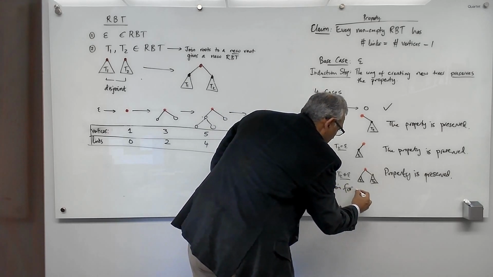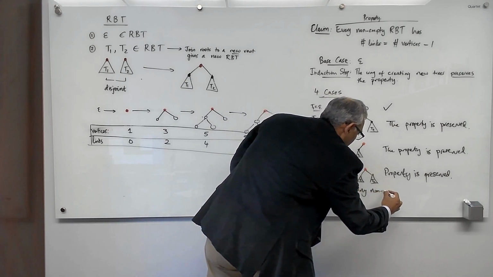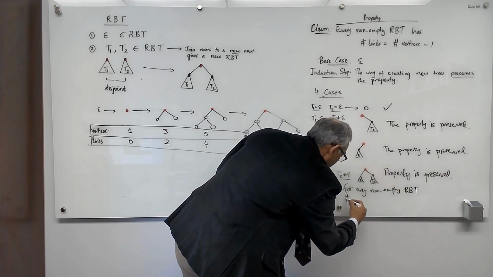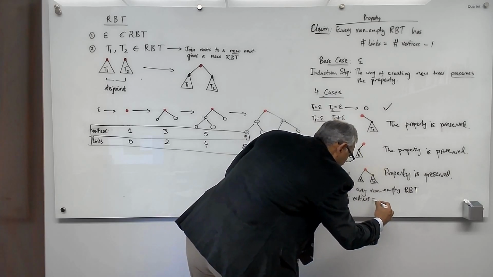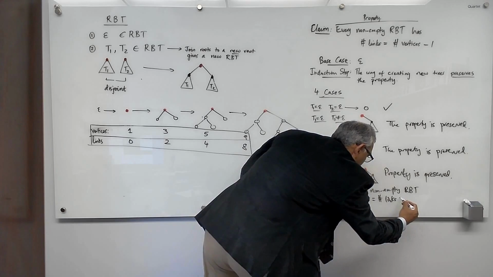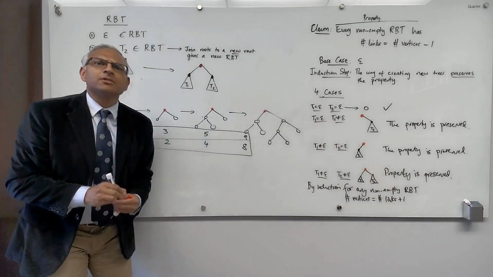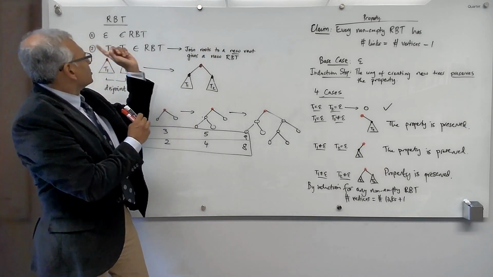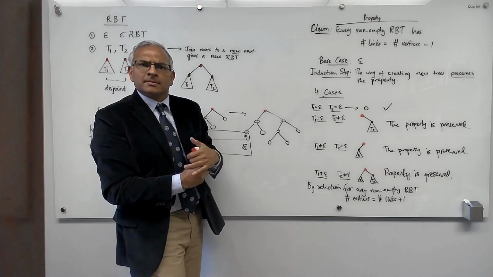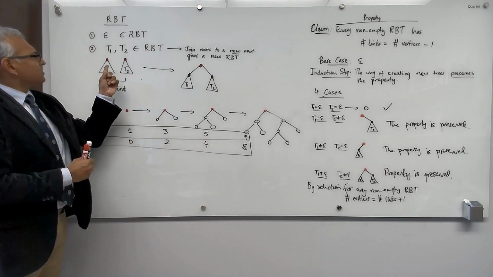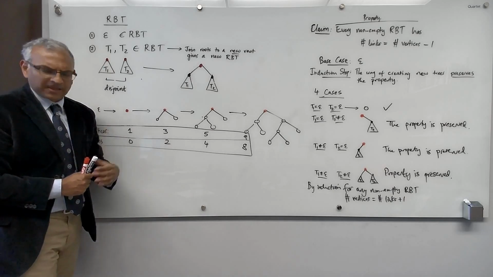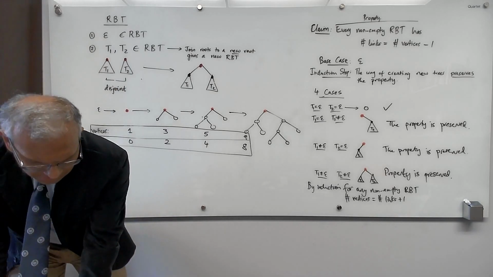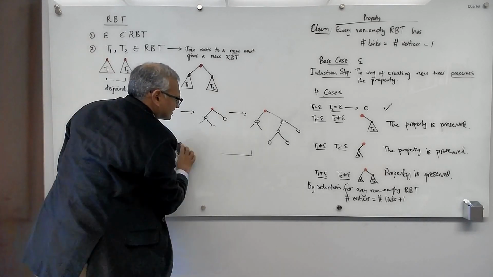By induction, for any non-empty rooted binary tree, the number of vertices equals the number of links plus 1. This is a fundamental property of trees, and we have proved it with structural induction. In any rooted binary tree, you have one less link than vertices. Okay, so that's the end of the lecture. Let me summarize a little bit structural induction. Let me erase and summarize.